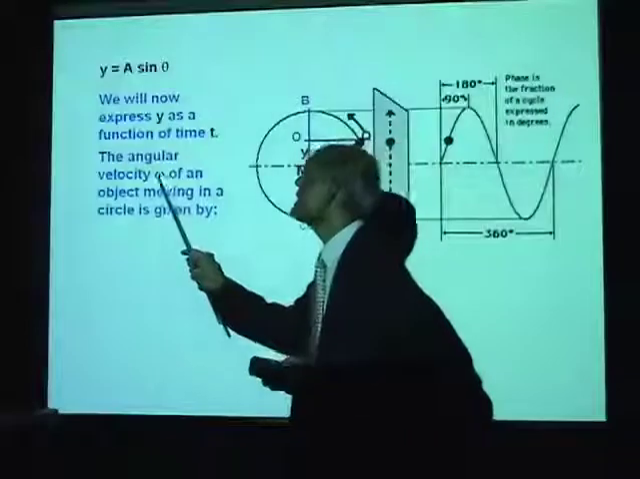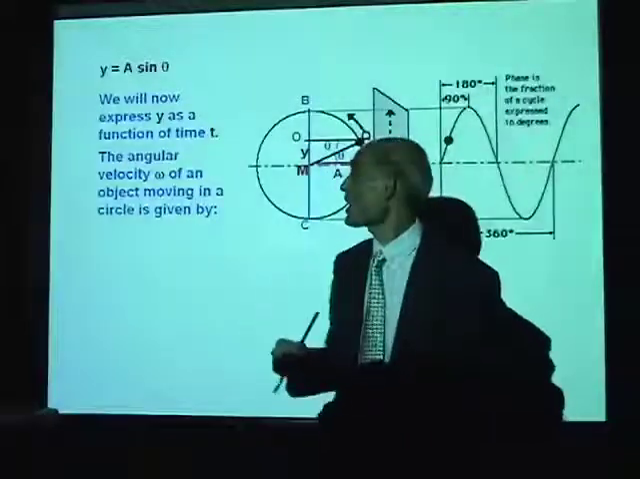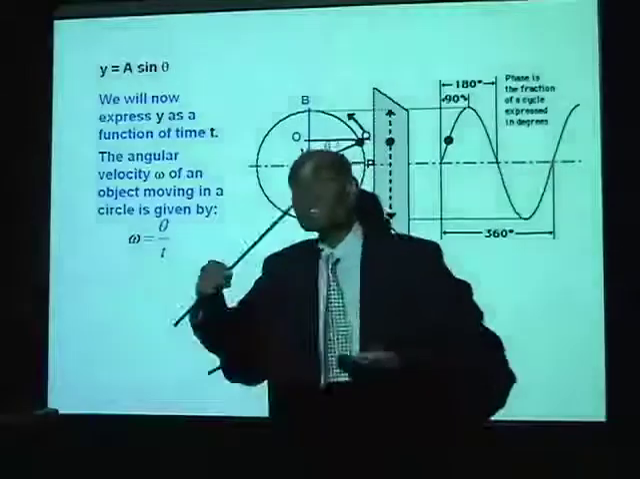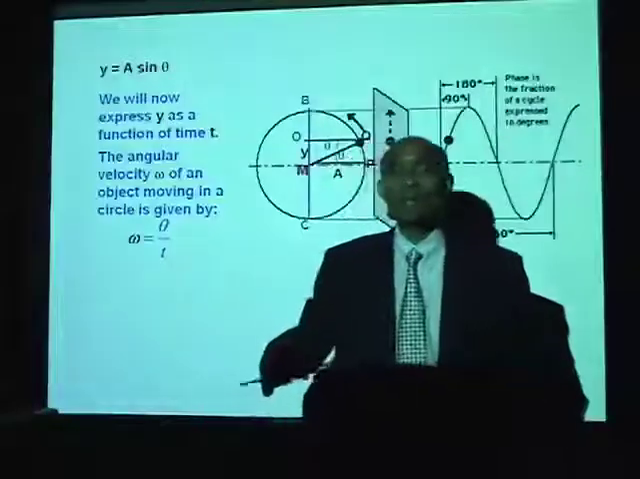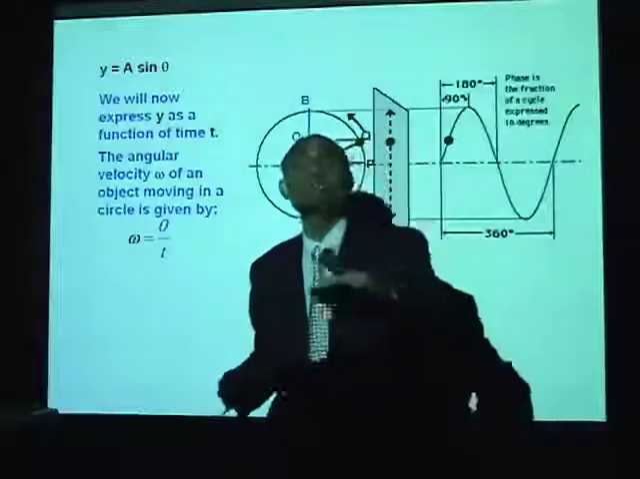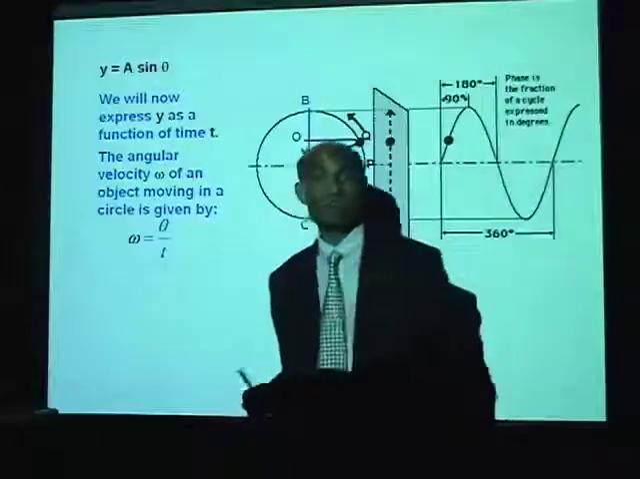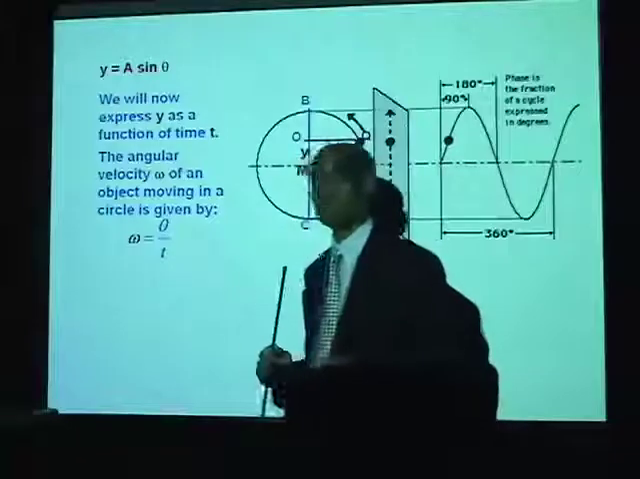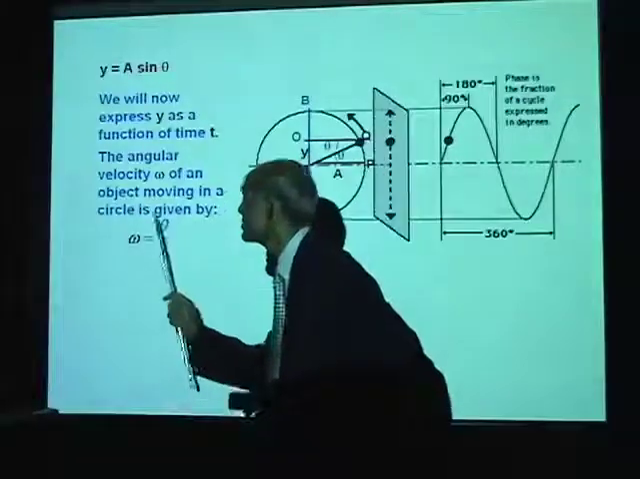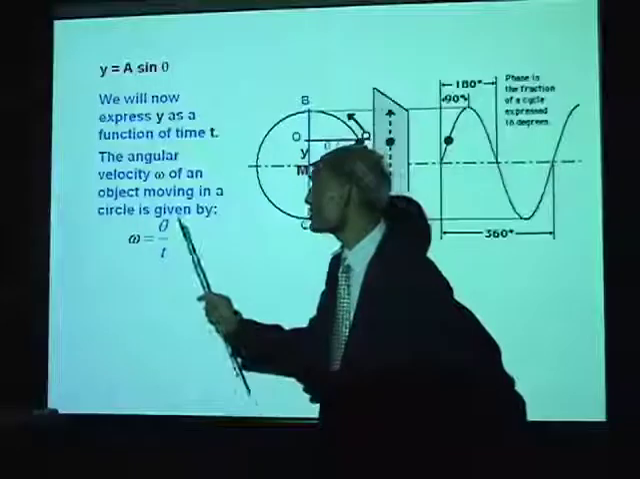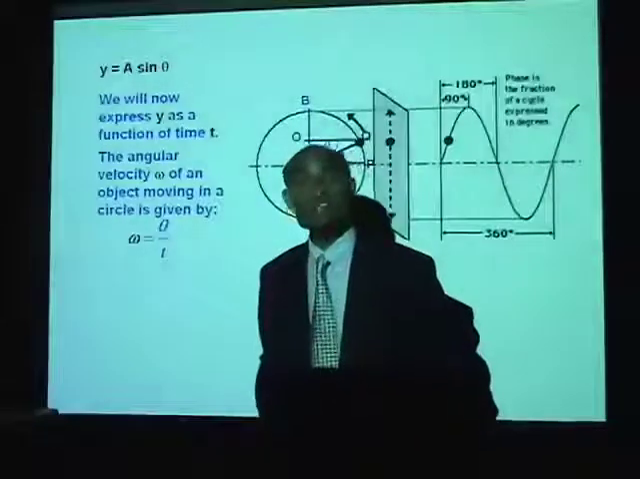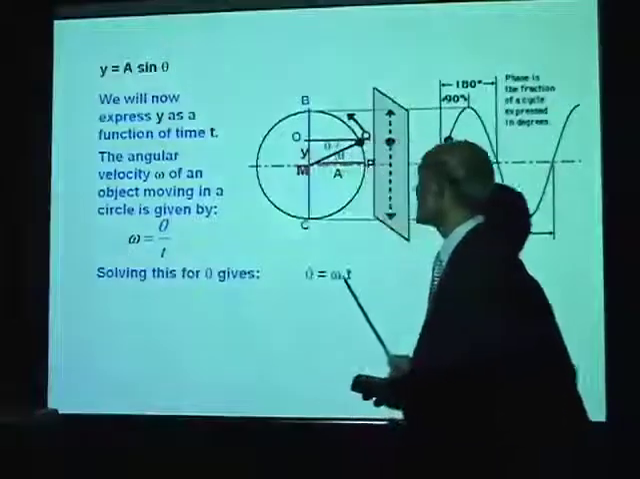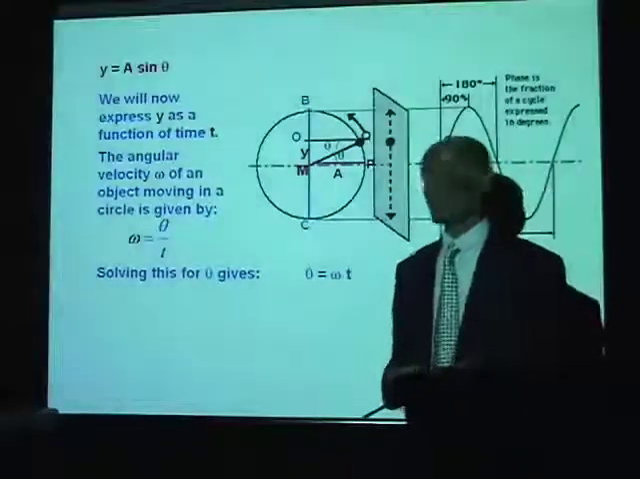In other words, omega. We represent angular velocity by omega. Omega equal to theta over t, the rate at which the angle is being described. What is the angle described in unit time? Is that right? That is angular velocity. So omega is the angular velocity, which is theta over t. Tell me what is therefore theta equal to? If omega equal to theta over t, what is theta equal to? Multiply both sides by t. We get theta equal to omega t.